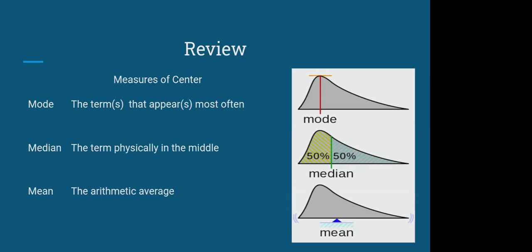Okay, so remember, the median is the term physically in the middle, or 50% of the data is on either side of it. And then lastly, the mean, which is the arithmetic average, and you see that the graphic for the mean is balanced. Okay?